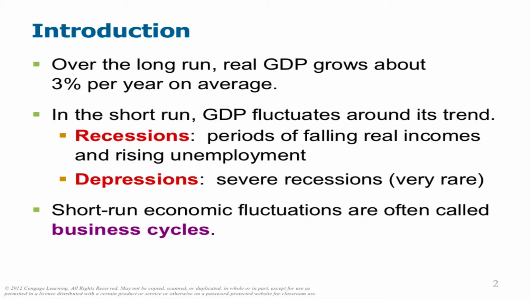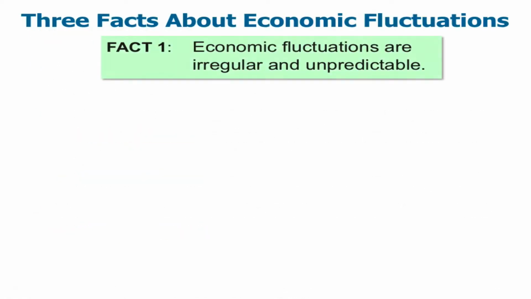The short-run economic fluctuations that we get are called business cycles. Business cycles are irregular and they're unpredictable, and anybody who tells you that they can predict them with any degree of real accuracy is blowing smoke in your general direction. It's just not a doable thing.